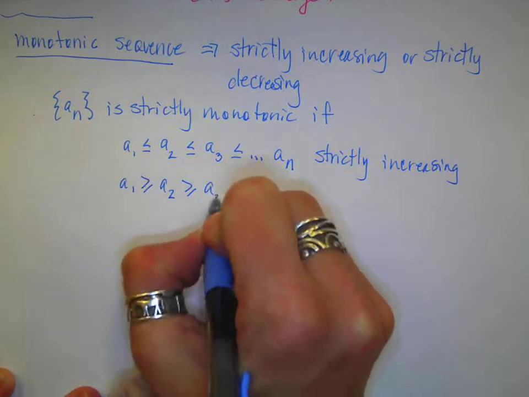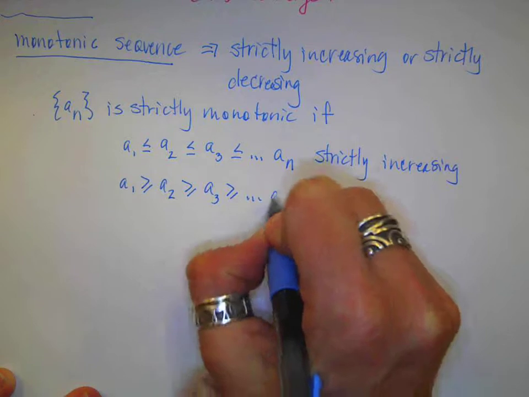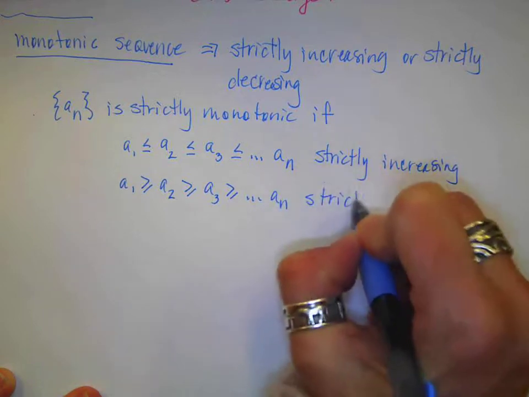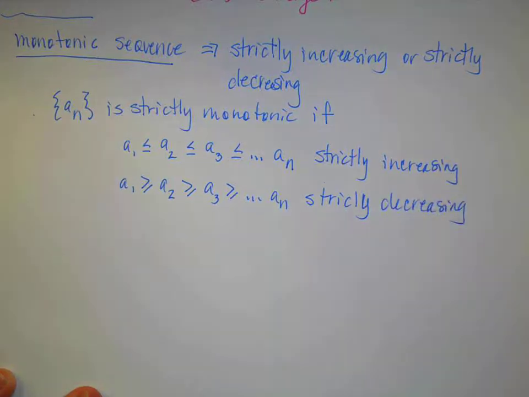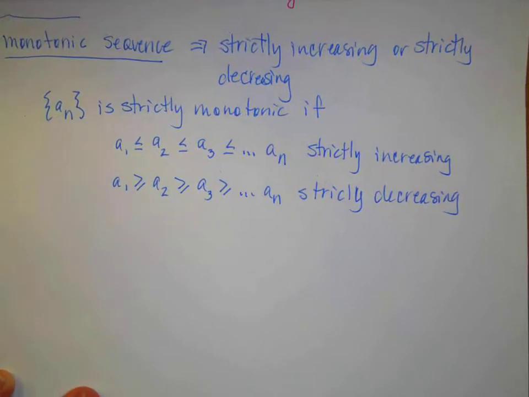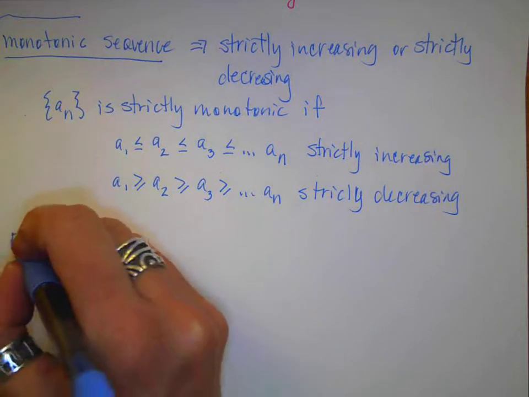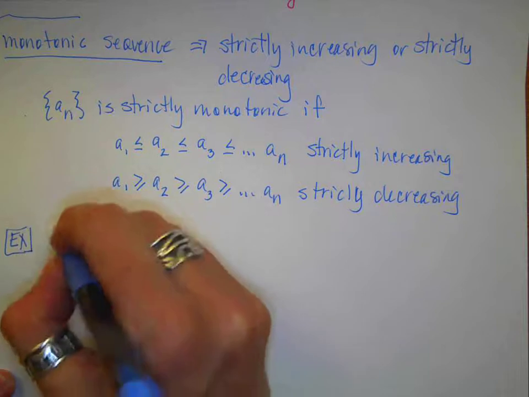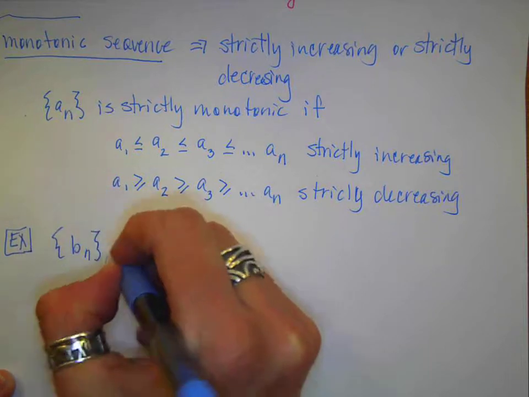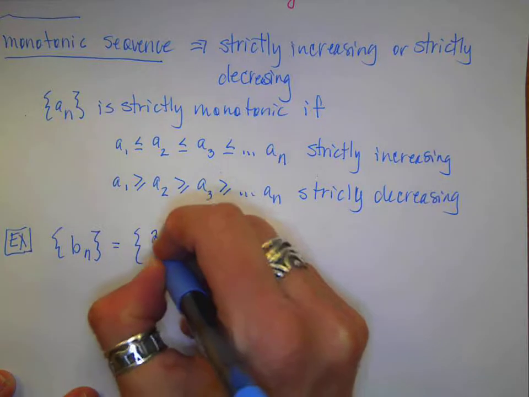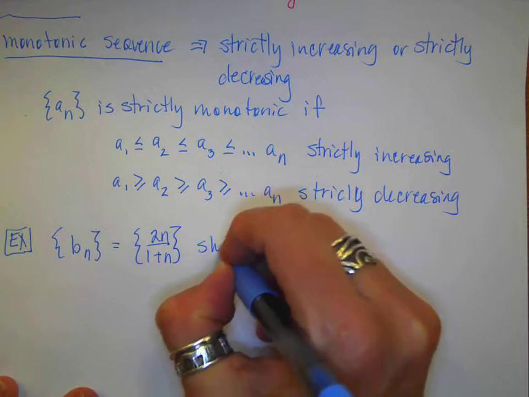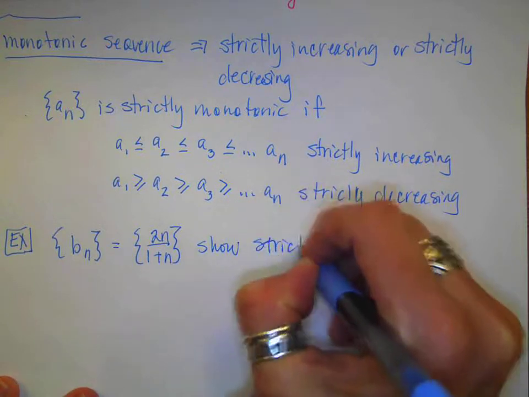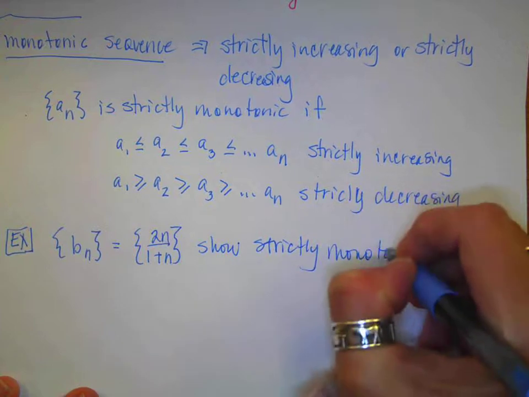Well, then if I have the opposite situation, a sub 2 is greater than or equal to a sub 3 greater than or equal to a sub n, then we would say that this one is strictly, oops, that's supposed to be a y, decreasing. Okay, so we would say that a monotonic sequence is a sequence that is either strictly increasing or strictly decreasing. So next I want to show you an example of this, and it's kind of entertaining how we're going to get there. So I'm going to have a sequence b sub n, and the rule for that sequence is going to be 2n over 1 plus n. And I want to show that this is strictly monotonic.